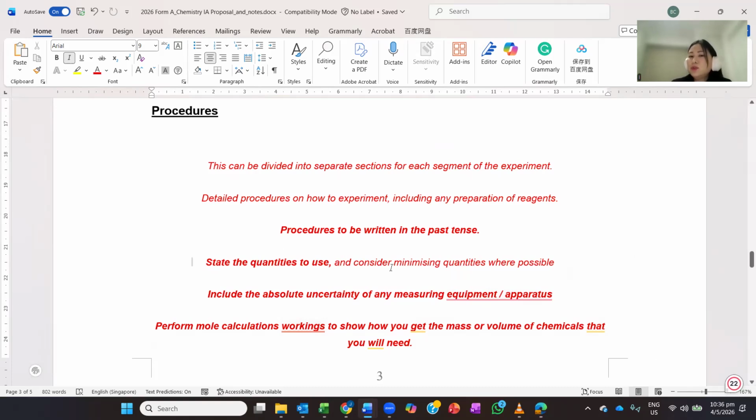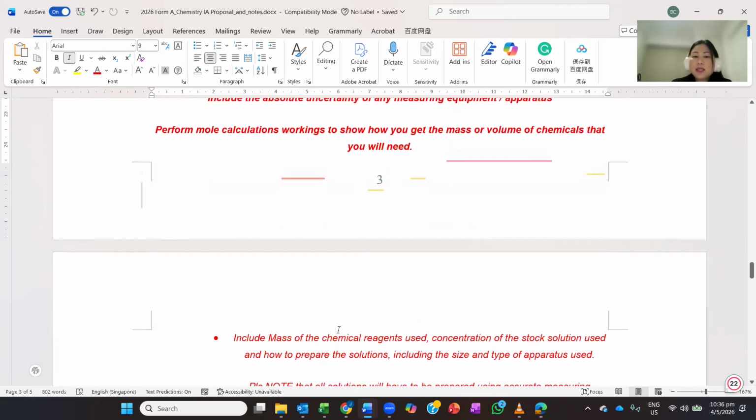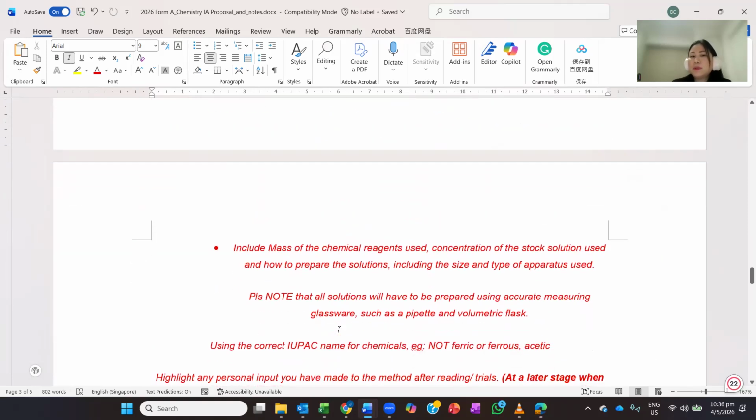Tell me how much to use, and also do consider reducing the amount that you use during planning. Don't use so much, so concentrated. Try to use smaller volumes and lower concentration to conserve chemical, to reduce chemical waste. Include absolute uncertainty of any equipment that you use in a procedure. Do more calculation and show me the workings. Okay, you will not understand what I'm saying. Later, I'll show you examples.